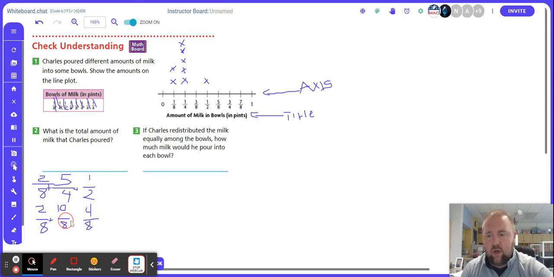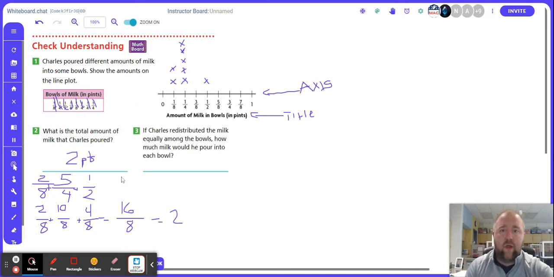So when I add these all up, I know that I'm going to have that common denominator stay the same, which is 8. And then I'm adding my numerators. 2 plus 10 is 12, plus 4 is 16. And we've talked about fractions as division. 16 divided by 8 equals 2. So what is the total amount of milk poured? It would be 2 pints.